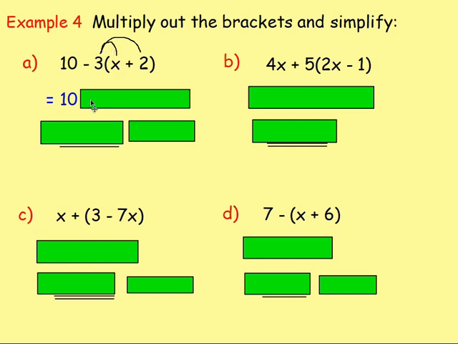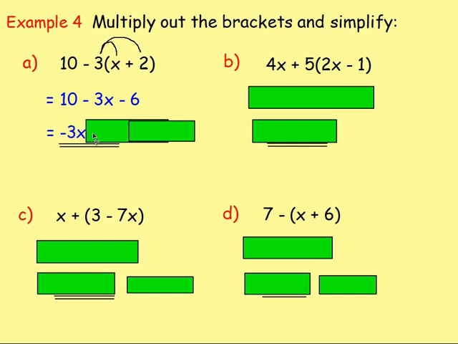So negative 3 times x is negative 3x. So we then have 10 take away 3x. And negative 3 times positive 2, well, same signs add, different signs subtract. So it'll be a negative. So it'll be take away 6. Oh, we can simplify that. We can indeed. How many x's would you have?